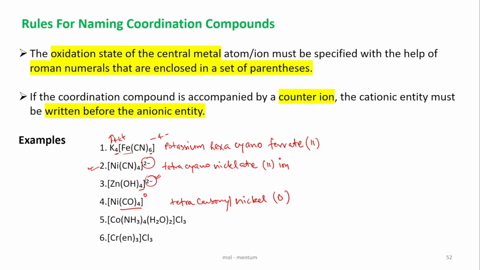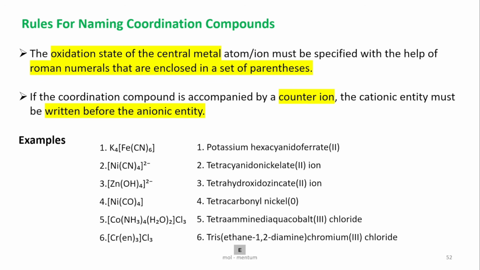So rest, practice these two questions. Look at these answers. Potassium hexacyanoferrate(II). So don't forget to add this ion. Why ion? Because this is an ion. Similarly, for the rest there is no ion. So ion is written only when a charge like 2 minus is given on the complex. Tetracarbonylnickel(0).